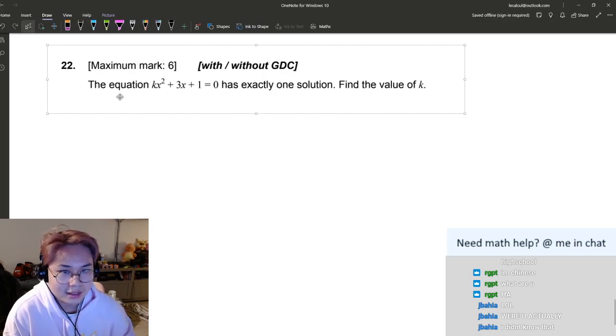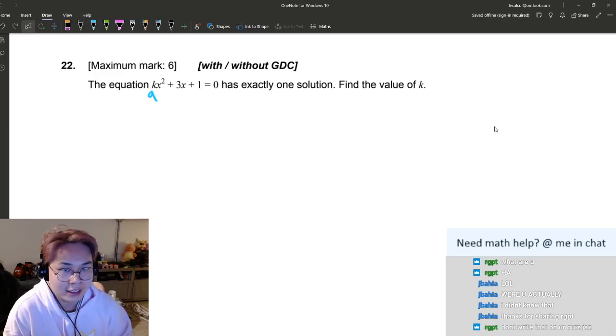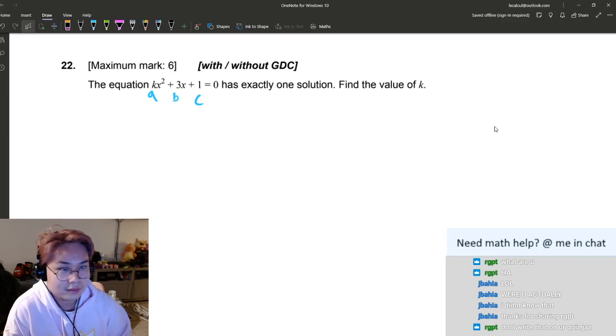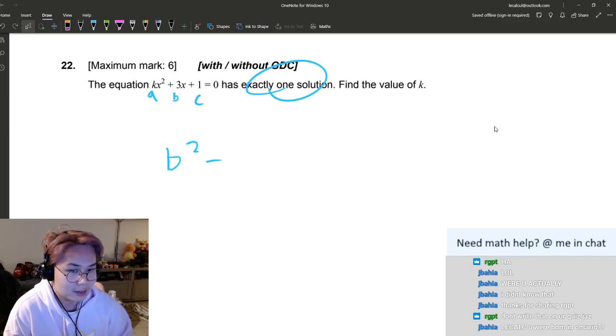Okay, let's see. This equation has exactly one solution, so exactly the same thing as before. Just now, k is related to my a value. So again, one solution. That just means our discriminant b squared minus 4ac is equal to 0.